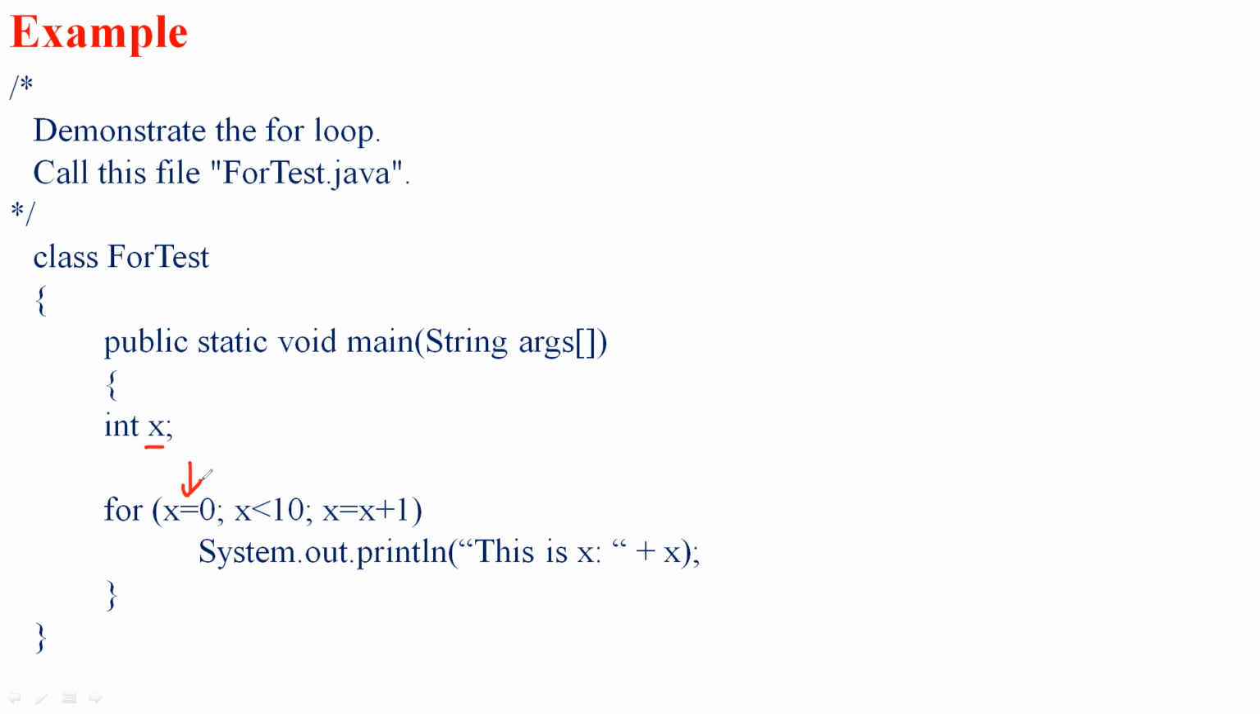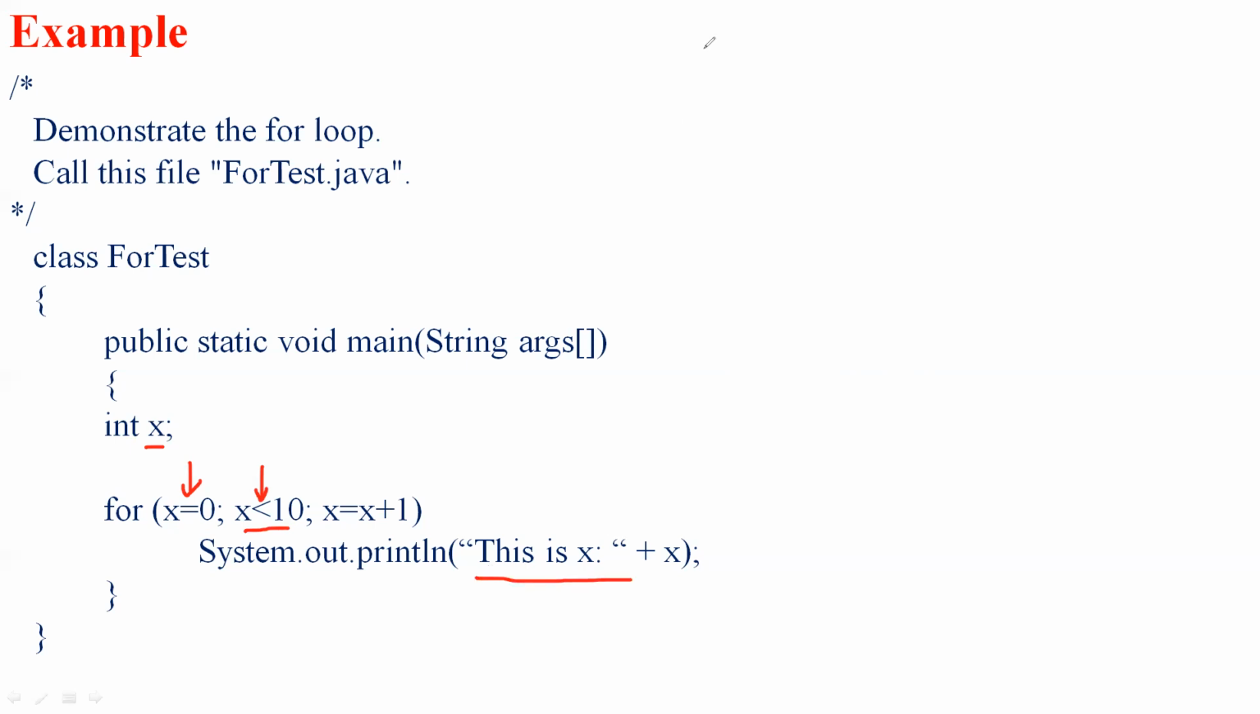At the start of each iteration, the condition will test whether the value of x is less than 10 or greater than 10. It will check this condition, and if the output is true, then it will print the x value.